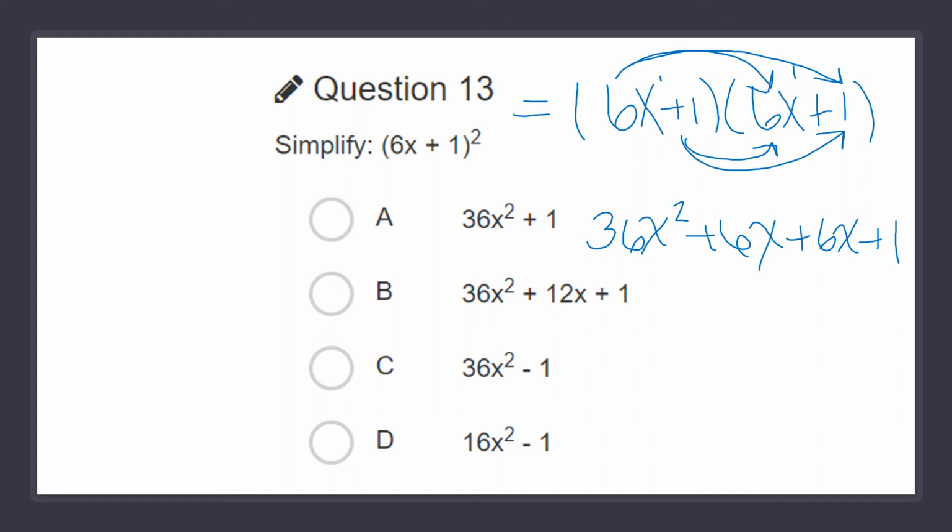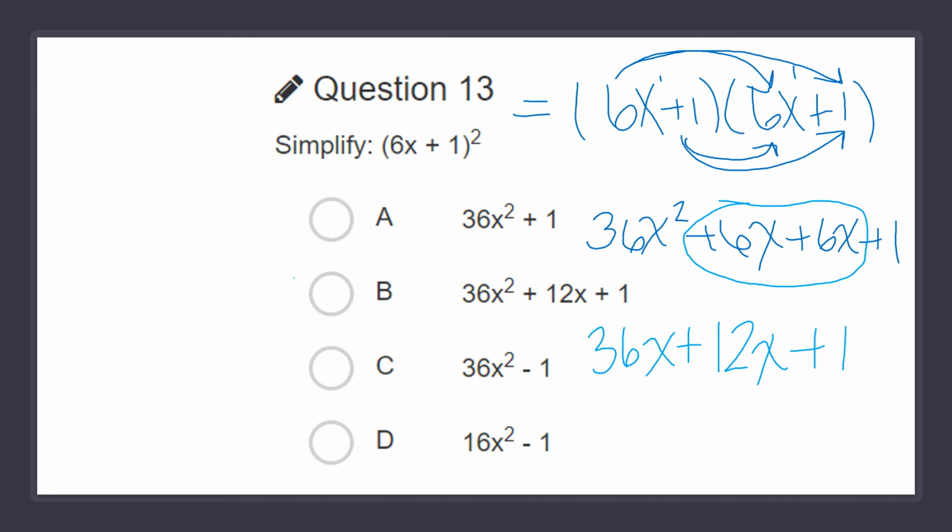From there, you're looking for like terms. Most of the time, your OI, your outside and your inside, your two middle terms are going to be able to be combined. So my 36x squared is going to come down. 6x plus 6x is 12x. Stays x, it doesn't change, and then bring down that constant of 1. So option B is your correct choice. Most people will choose option A. Don't fall for it. You will most likely see a problem like this again, so make sure you know how to properly do this.